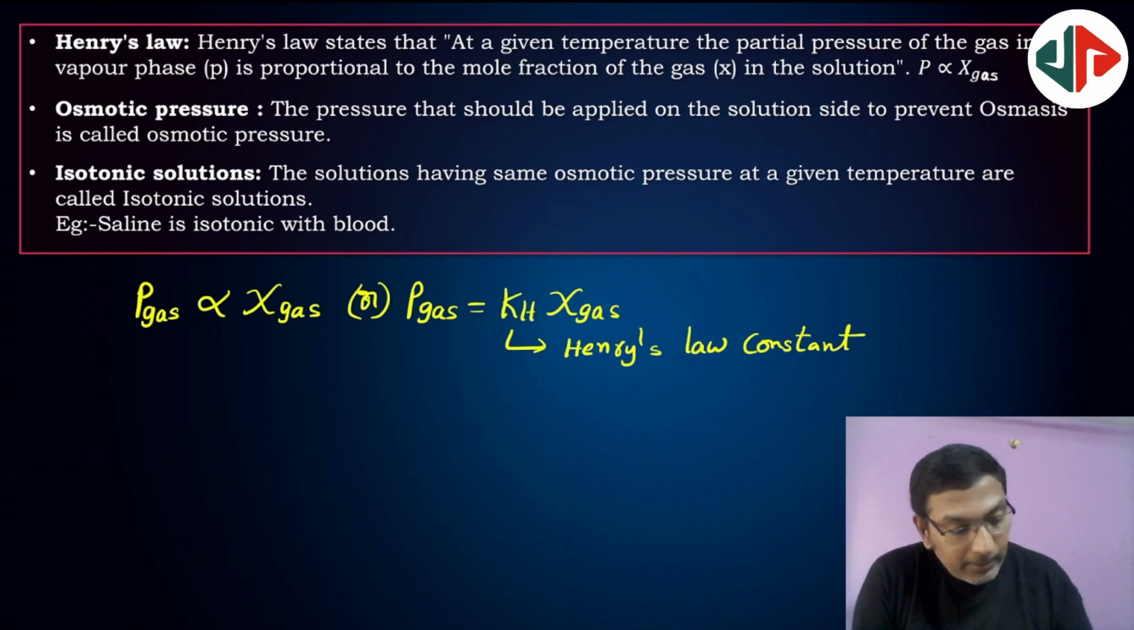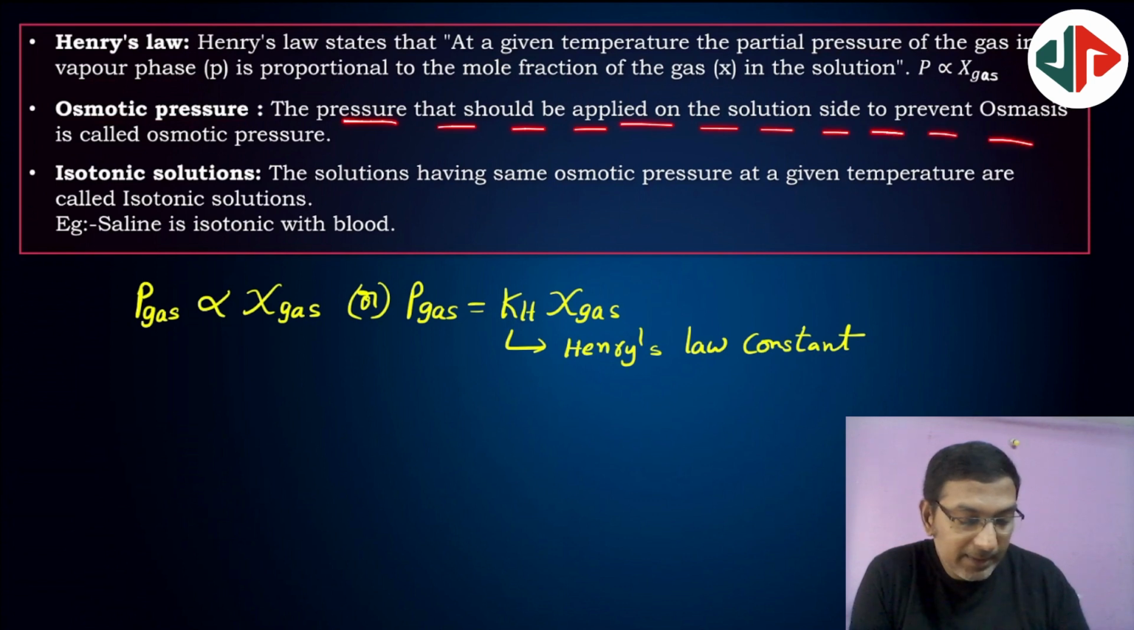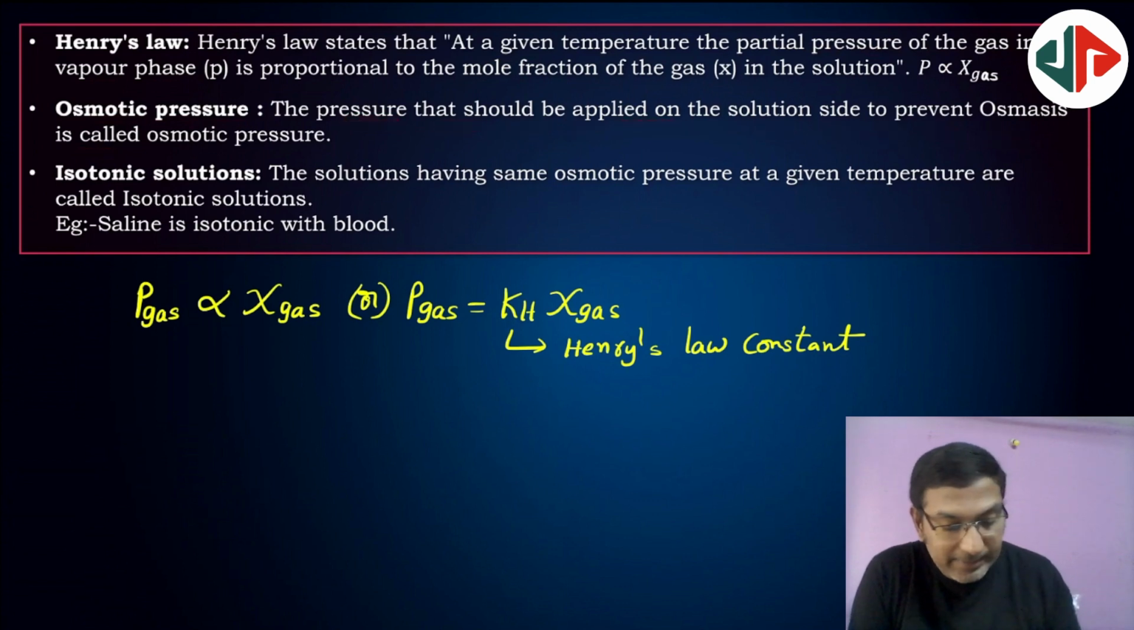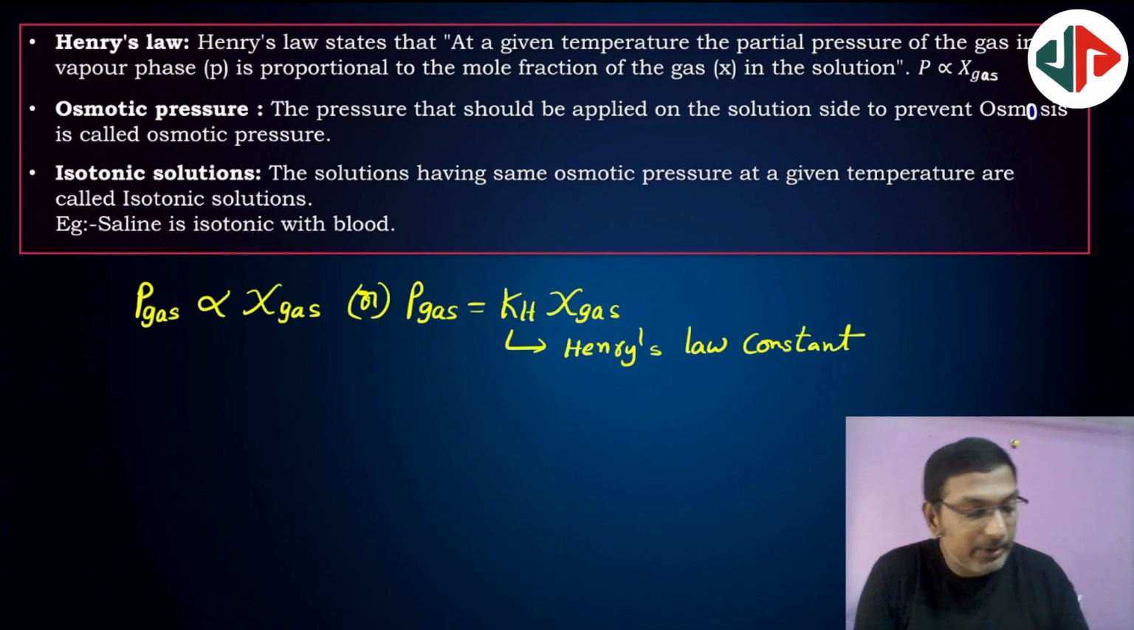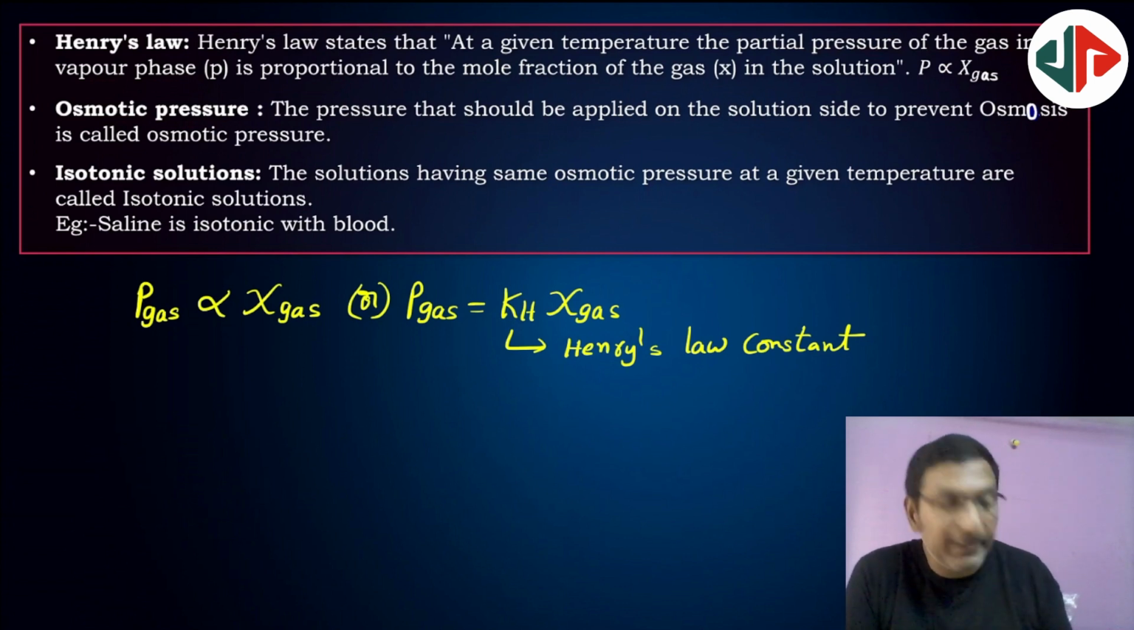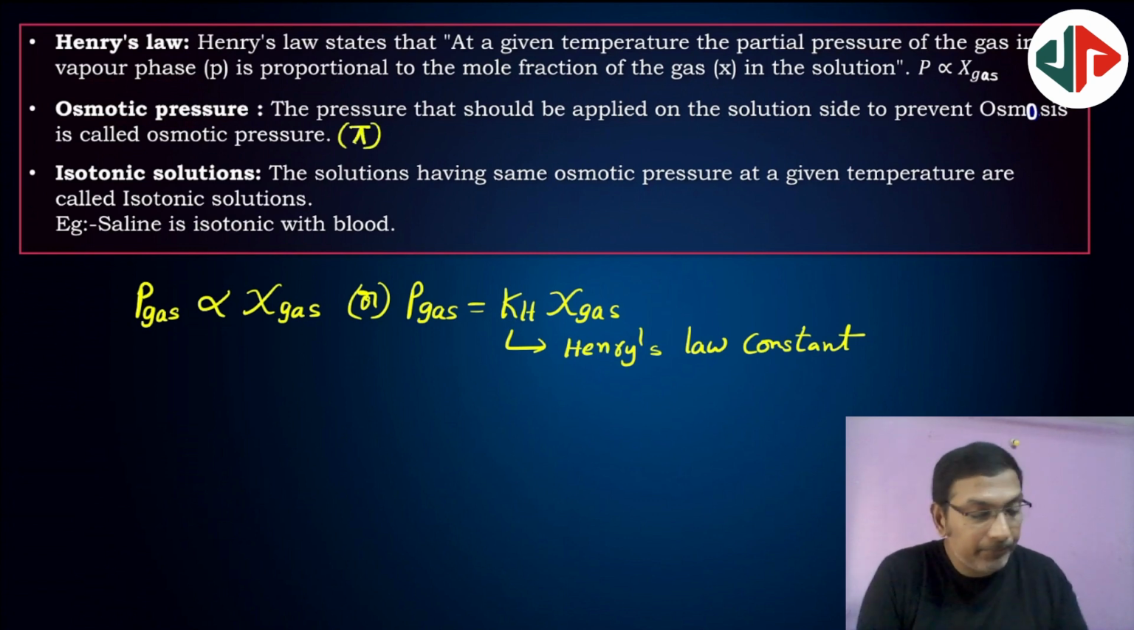Next, osmotic pressure. The pressure which is to be applied on solution side in order to stop osmosis is known as osmotic pressure, which is denoted with pi. Osmotic pressure.